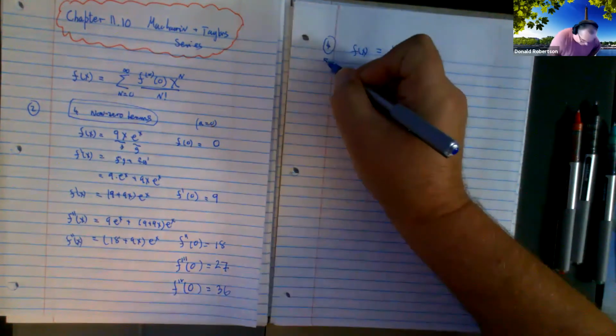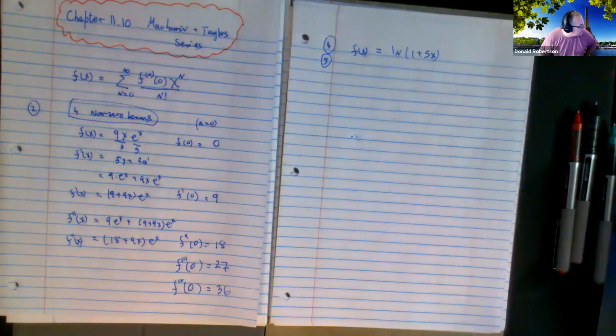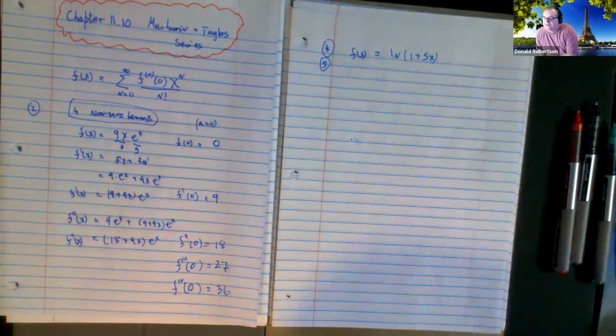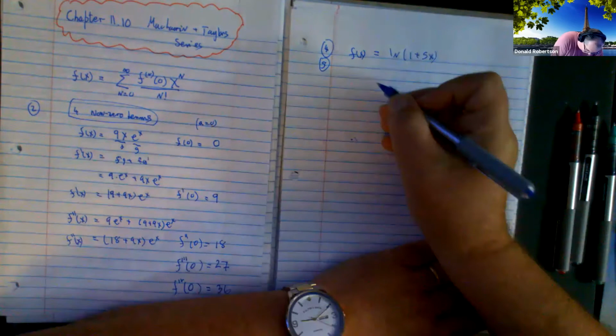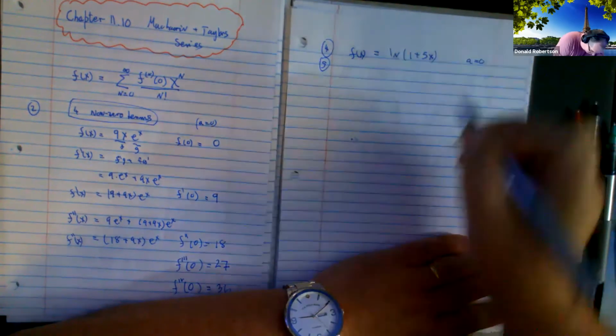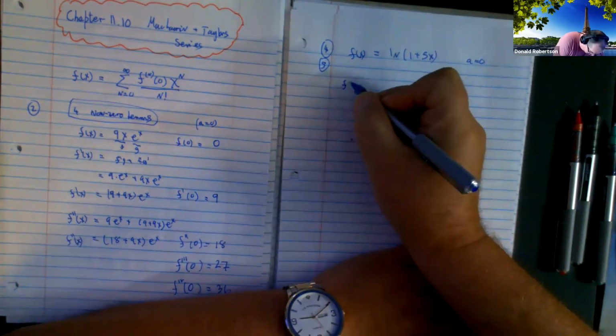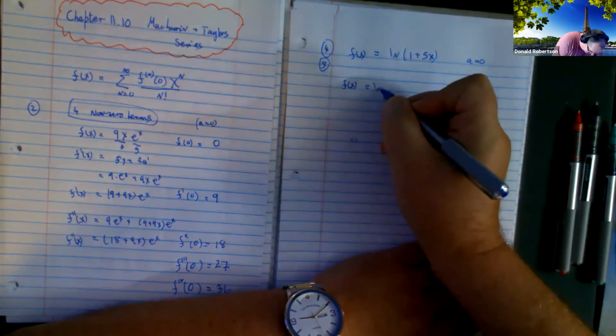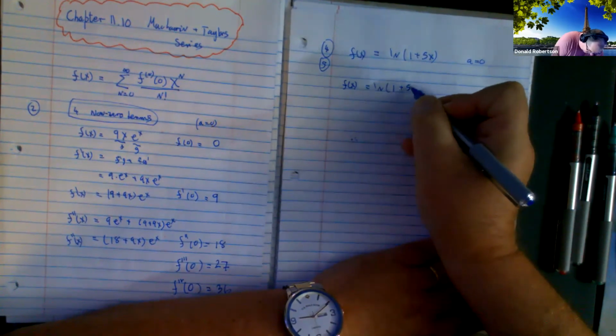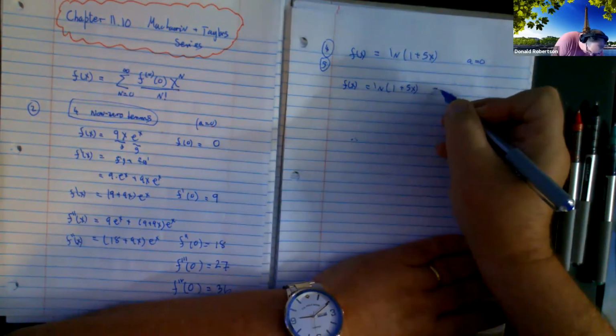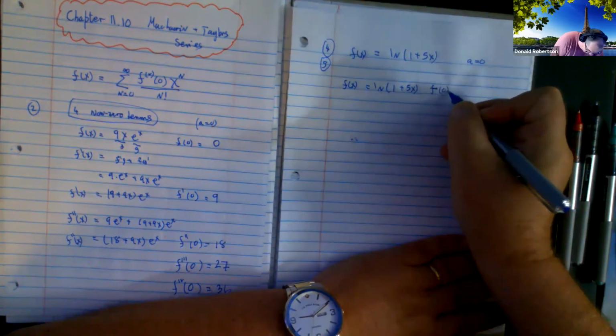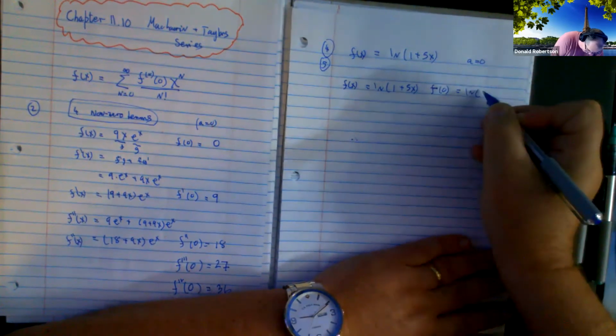Basically, question 4 and 5 are just the same thing in different ways. We are going to generate the entire Maclaurin expansion of this guy, and it's about 0. So I'll start with f of x, which is this fella. And the value at 0 is log of 1, which is 0.